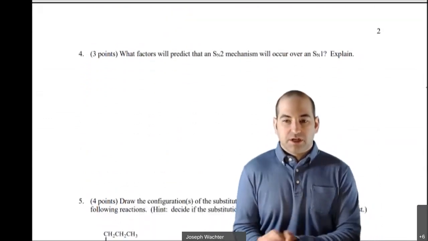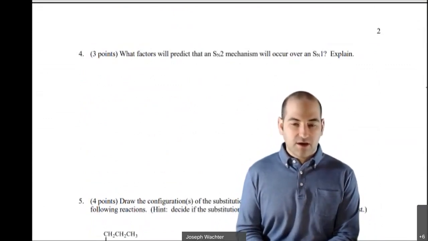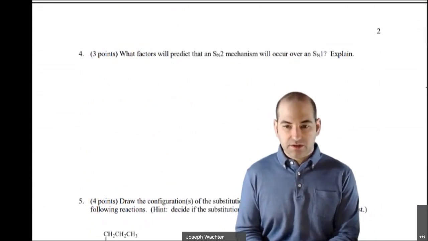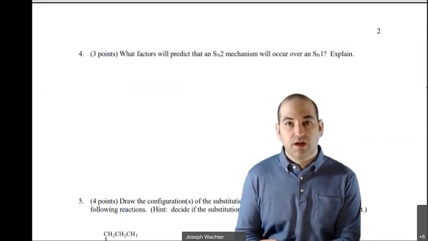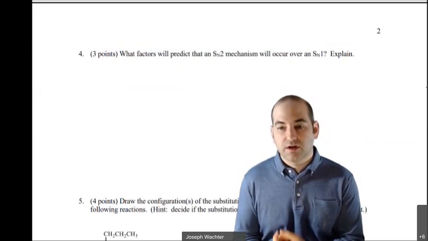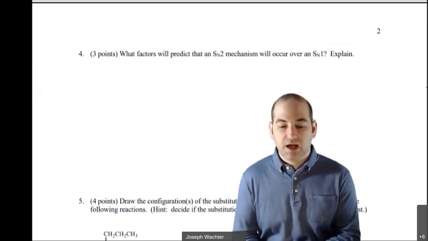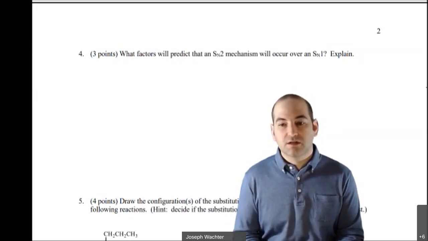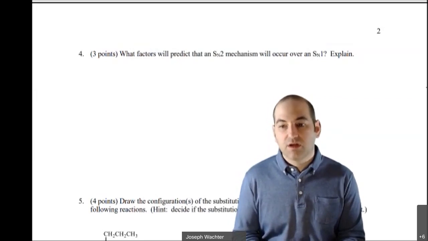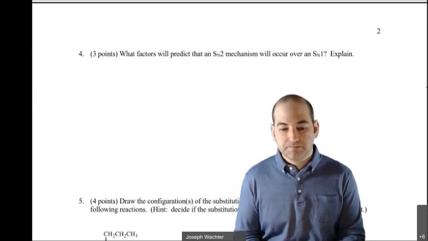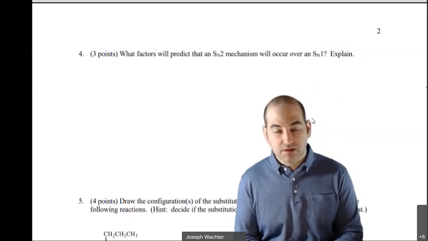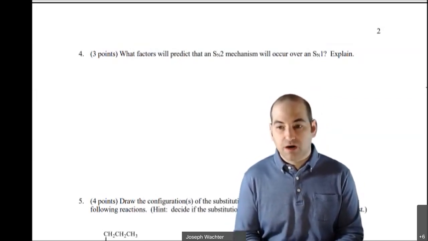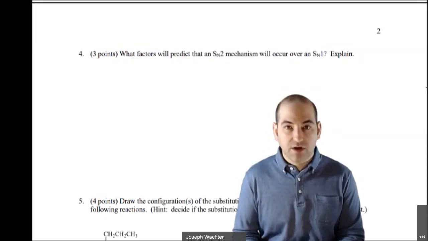All right, factors predicting an SN2 mechanism. So we talked about the several factors. We can look at the substrate. So a primary substrate is going to favor SN2 mechanism, as is a secondary generally. The stronger nucleophile favors an SN2 mechanism. A polar aprotic solvent favors an SN2 mechanism. The only thing that is going to be the same for both of them is the leaving group. The better leaving group is better for both of them and doesn't favor one over the other necessarily.